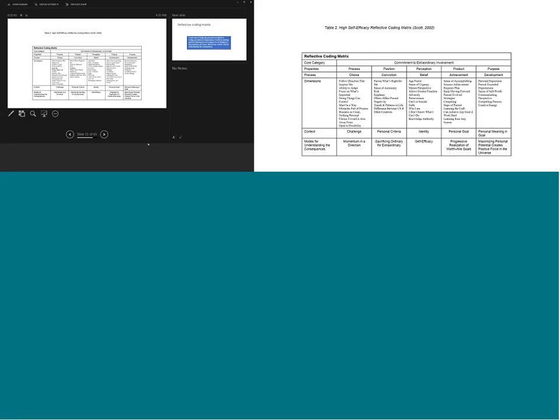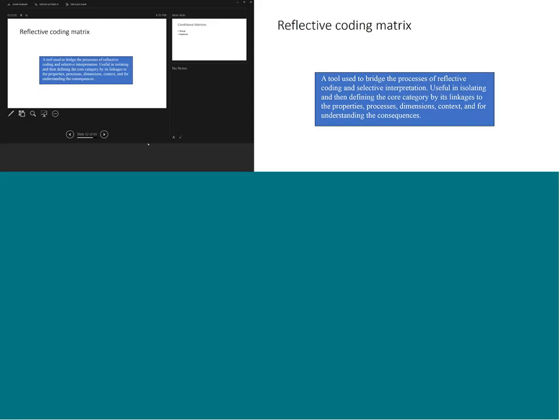But what this matrix does is it allows a way for us to collect our data and put our data together in a meaningful way that we can then use to build our narrative in our final chapter as we begin talking about the emerging theories. It's a very powerful process. My definition of it is just a tool to bridge the process of reflective coding and selective interpretation. It's useful in isolating and then defining the core category by its linkages to the properties, processes, dimensions, context, and understanding for the consequences. I'm also told, by the way, that you can build this in NVivo.